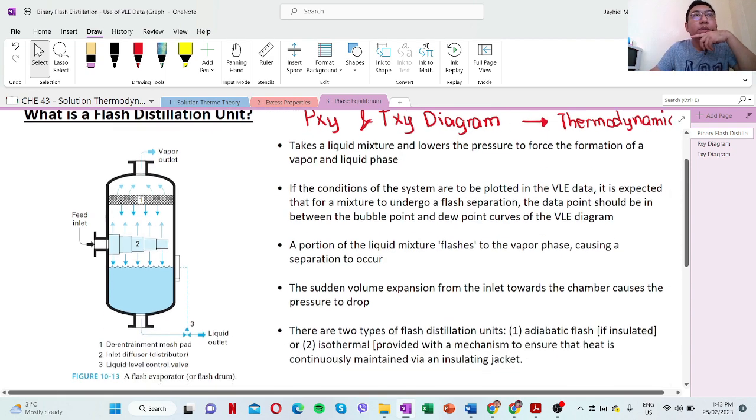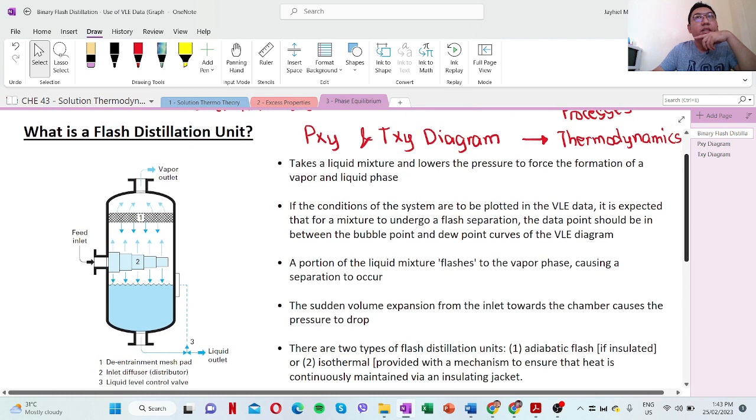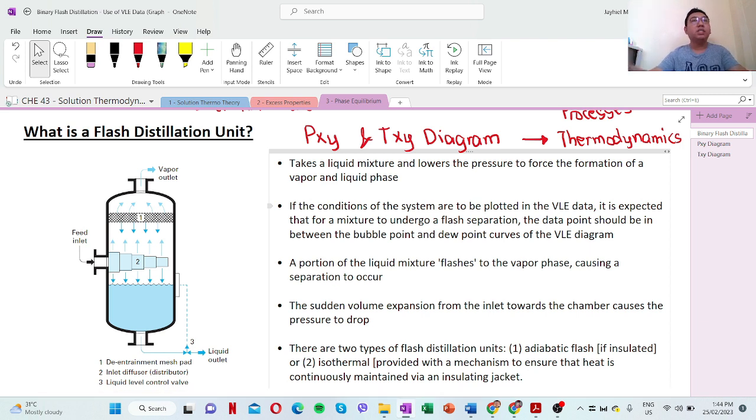Okay, so let's first talk about the equipment under study, which is a flash distillation unit. Although this is not a separations processes or mass transfer course, it would also be essential for you to comprehend what equipment we are talking about. How can we apply the VLE data to the design of a separation equipment?